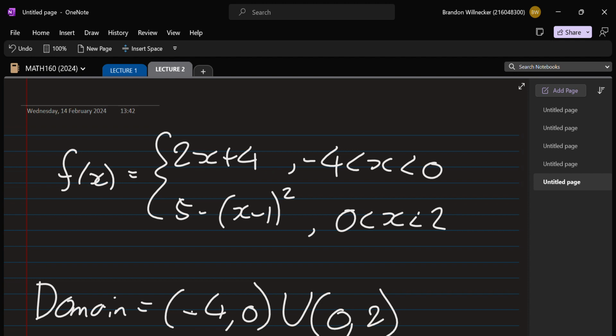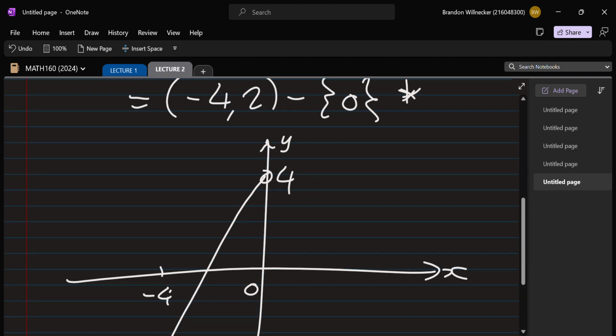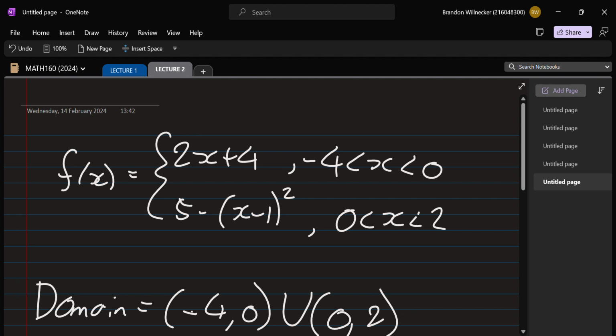Yeah, we also get 4. Open circle at 2, 4. So here, let's say that is 2. There. Okay, so the parabola lies somewhere between there. What does this parabola look like?